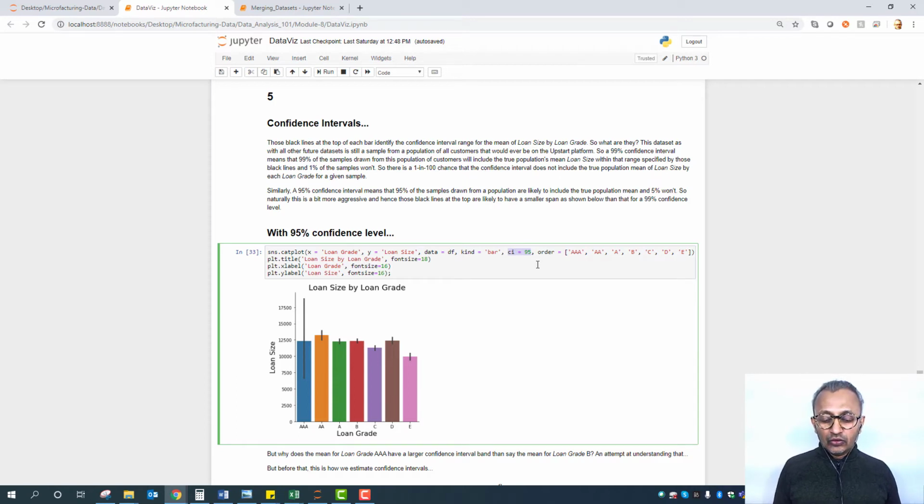So you're going to infer. In this case, for example, you have this loan data set, and you're trying to make a prediction of what the average loan size by loan grade is. You're trying to estimate what the population loan size looks like by loan grade.